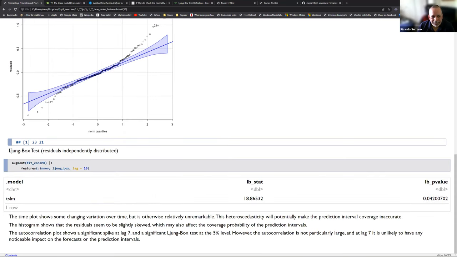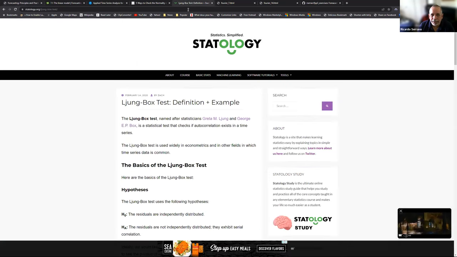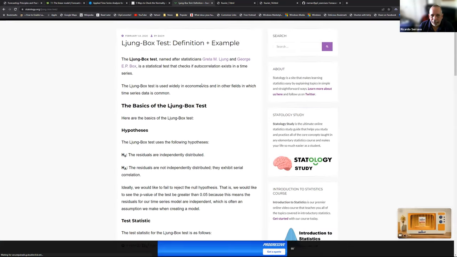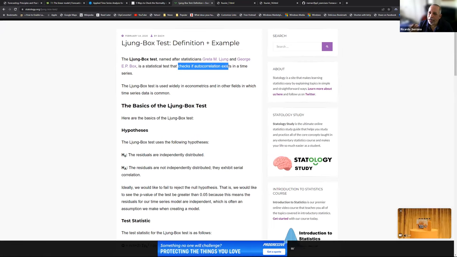So the last test, and this is the one that is included in the book, the other ones are not included in the book, is the Ljung-Box test. What the Ljung-Box test does is check if any autocorrelation exists in a time series. In other words, because our residuals are time bound, we want to know if there's independence or autocorrelation in those residuals. They should be independent, remember.